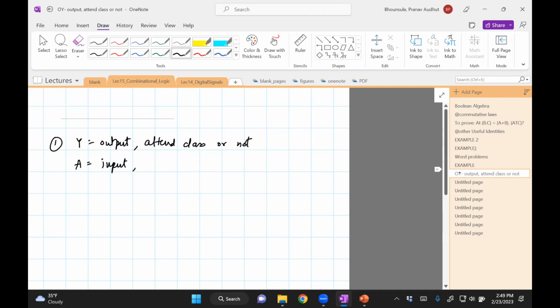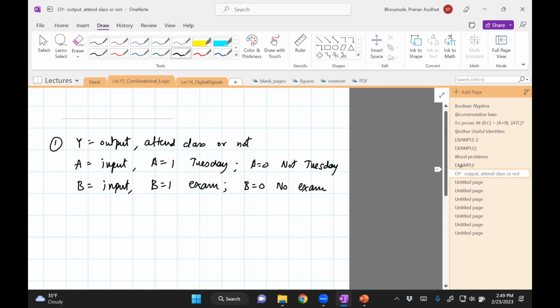Let's choose A to be the input: if A equals 1, it's a Tuesday. If A equals 0, it's not a Tuesday. I chose this because one of the conditions was the student will attend if it's a Tuesday. Let's choose B as another input. We know that the student will attend if it's an exam. So B equals 1 if there's an exam, B equals 0 no exam.